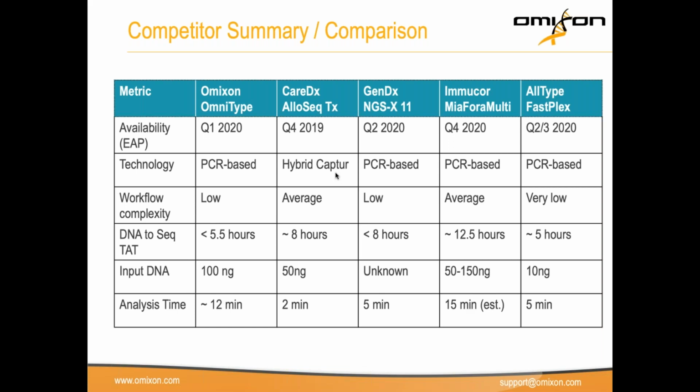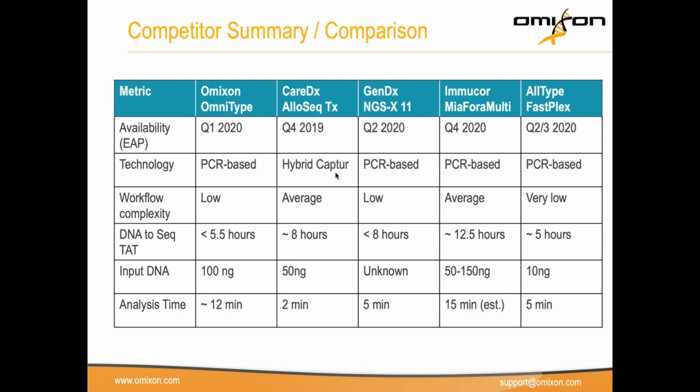The turnaround time of DNA to sequencing is probably one of the more important metrics that will be discussed quite a bit in the future. So we can see that the OmniType and the OmniType FastPlex are the shortest protocols in the market and are probably going to be the more comparable ones. CareDx and GenDx are a little bit longer, still being able to be done in one single working day, and Immucor will have to be split into 2 days.